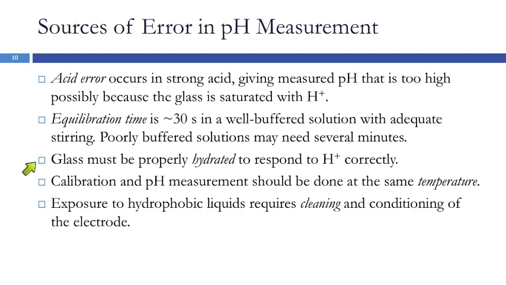The glass needs to be properly hydrated in order to respond to hydrogen ions correctly. If it's not properly hydrated, that will give you errors in your measurements. Calibration and your pH measurements need to be done at the same temperature. Now, if you're working in a lab where things have been sitting around and everything's at room temperature, no problem. But if you're calibrating and maybe out in the field and you're using this pH meter in different types of solutions and some of them are warm and some of them are cold, that's going to be a problem.